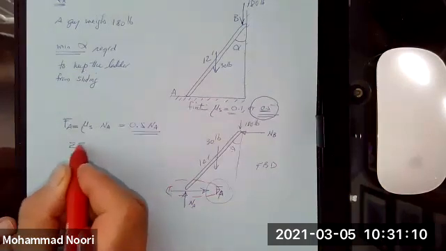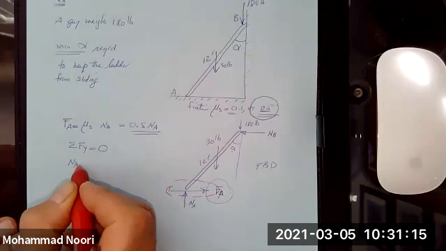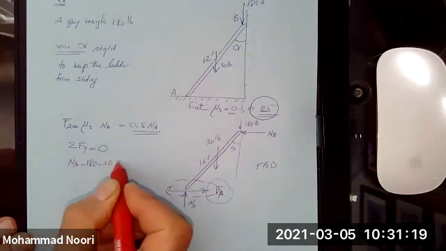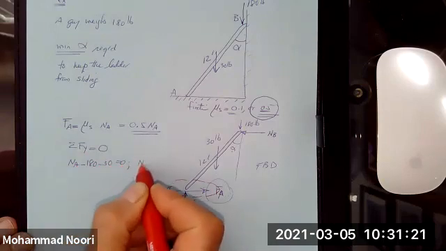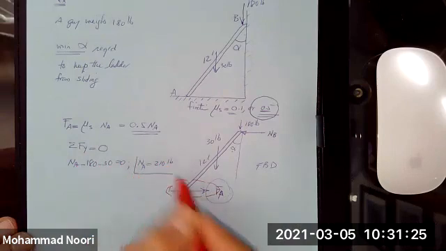I will start with summation of forces along Y equal to 0. So you have NA minus 180 minus 30 equal to 0. So NA is 210 pounds, right?